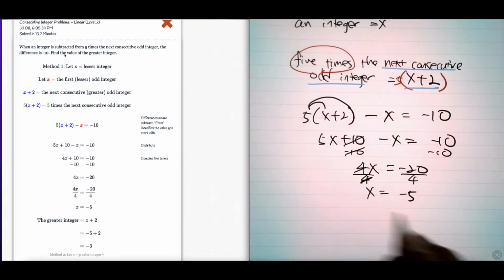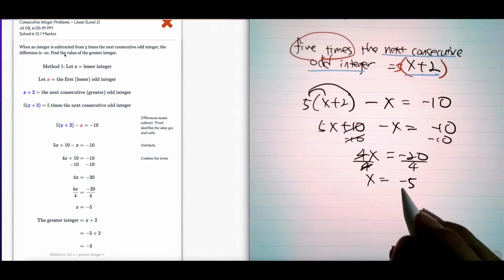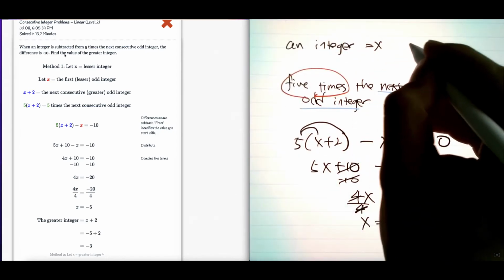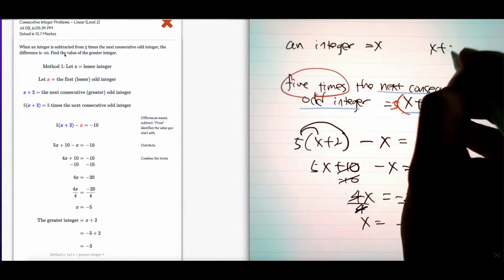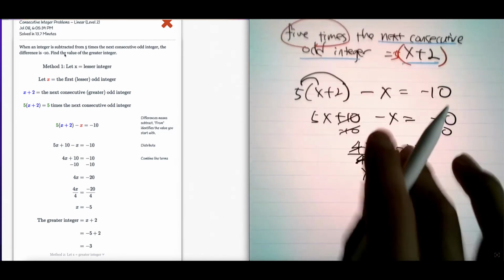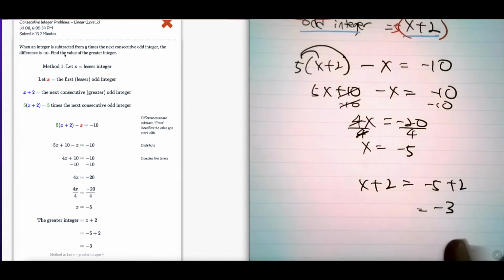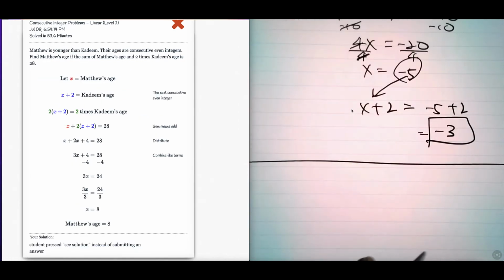So we got x equals negative 5, and it asks for the value of the greater integer. It's a comparative form. So the next consecutive integer is x plus 2. In other words, they want to determine the next odd consecutive integer, and you get negative 3, and hence the answer is negative 3. Okay, next let's look at the next problem.